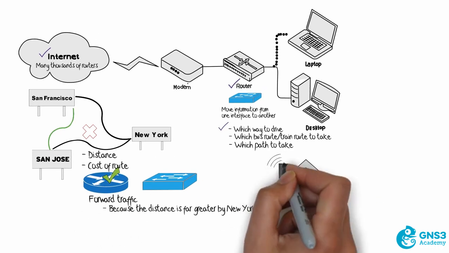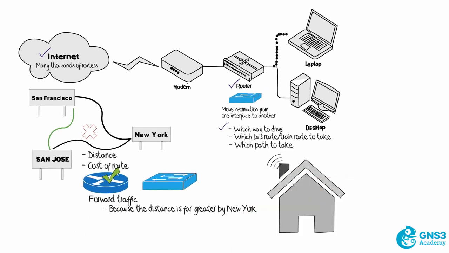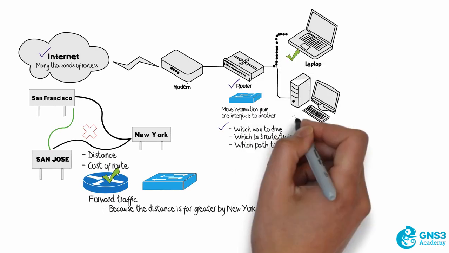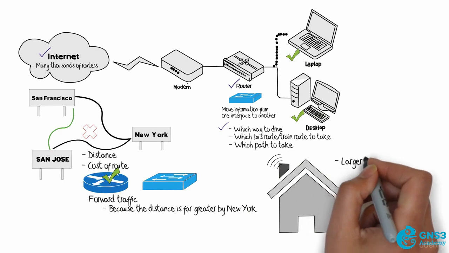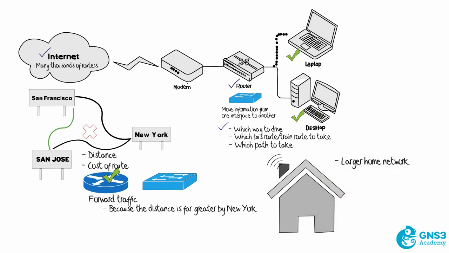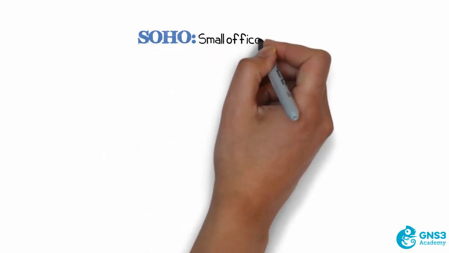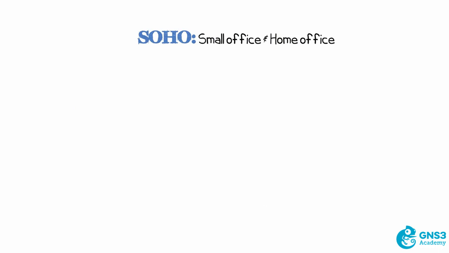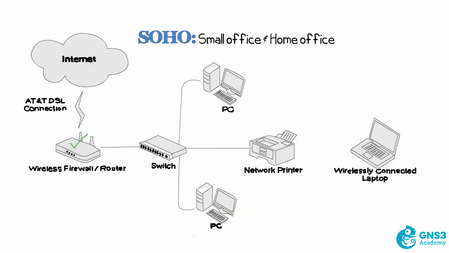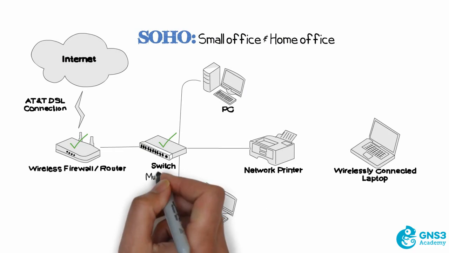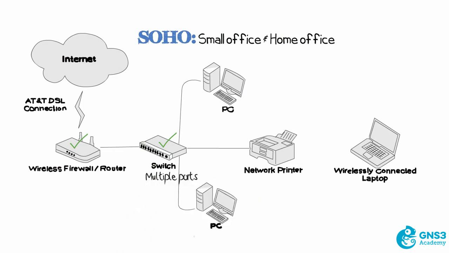So your home network may consist simply of a router with some iPads or laptops and desktops, or you may have a larger home network or work in a small business environment or SOHO environment. SOHO is small office, home office, and in an environment like this, you may have a router connected to a device called a switch. A switch essentially gives you multiple ports or interfaces that you can connect devices to.